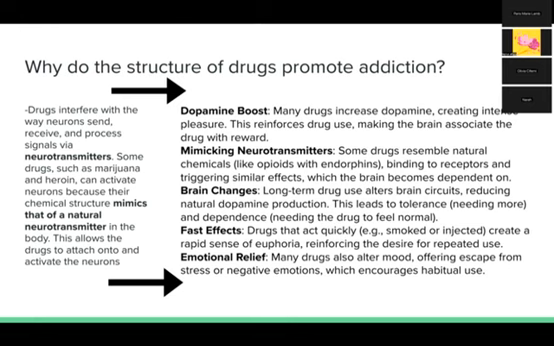Over time, the brain adapts and starts producing less dopamine on its own, making you rely on the drug just to feel normal. Fast-acting drugs, like those you smoke or inject, hit hard and create an intense high, which makes people want to use them again. On top of that, drugs can help people escape stress or negative emotions, which makes the habit even harder to break. In the end, drugs rewire the brain, making addiction much easier to develop.